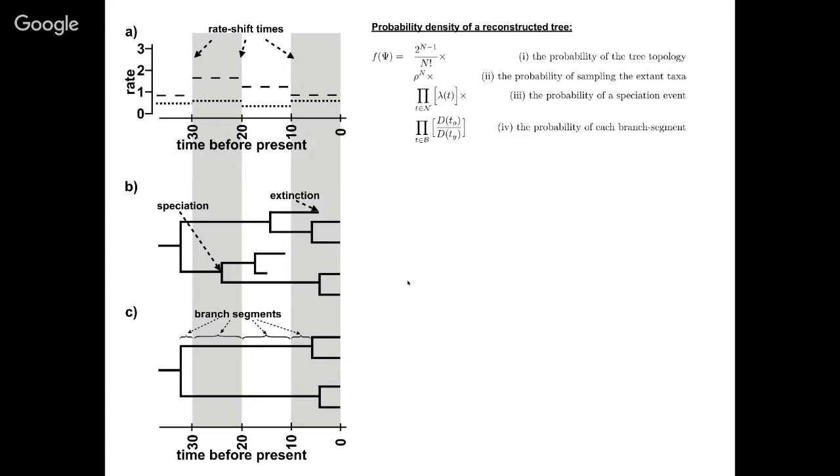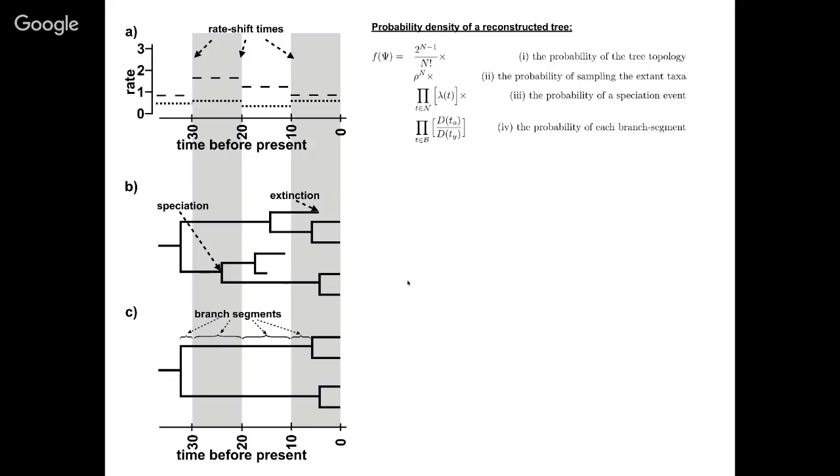And for mathematical convenience, we're breaking up our time into discrete time intervals. In this example, we're breaking up time into intervals of 10 million years. And then we say that at every time interval, we have a different speciation and extinction rate, and that rate shift event happens exactly at these given times.